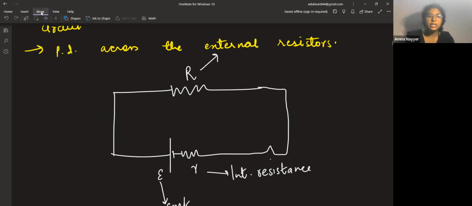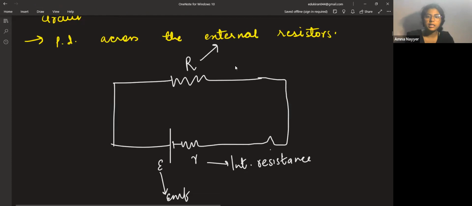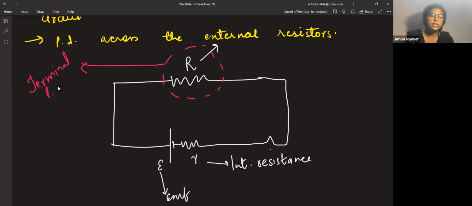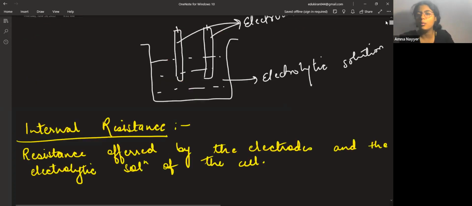So now here the potential difference that will be coming, this one will be the terminal potential difference, and between this higher and lower one, within this internal resistor, within the cell, that will be your EMF. These are the three terms which you should be familiar with. Write it down, then I'll tell you the formula part. First write this down.